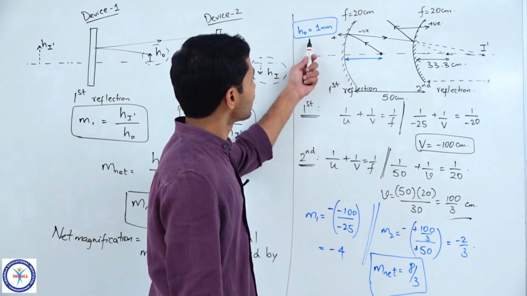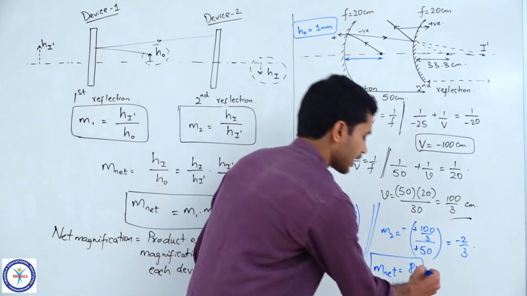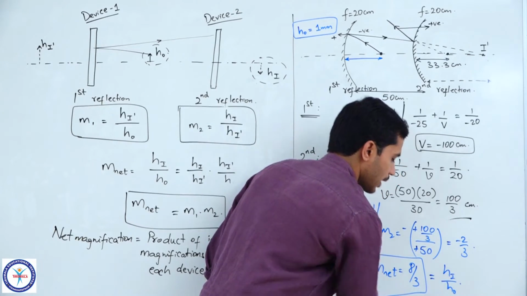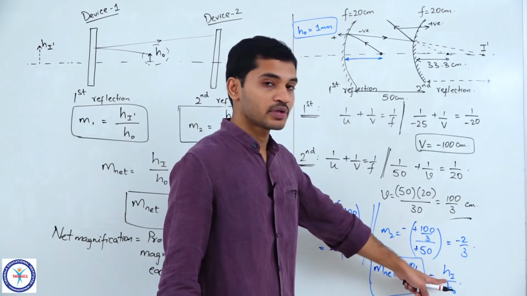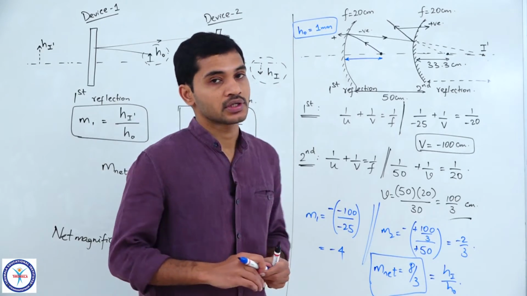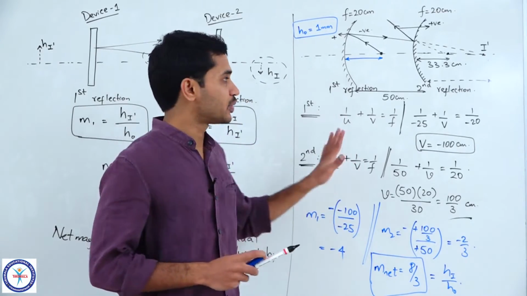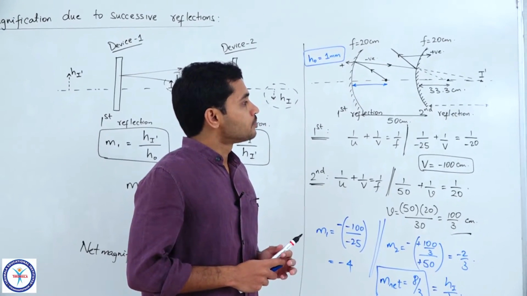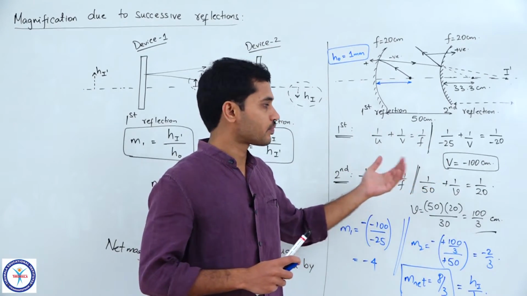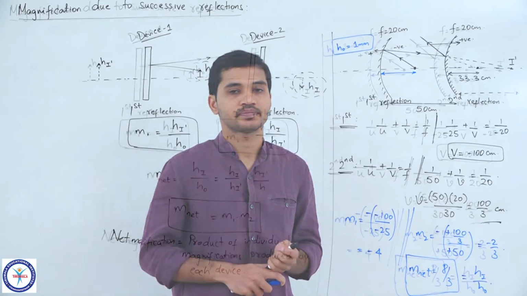I have given you that the object height is 1 millimeter. So if I have to find the final image height, I can equate this with height of image by height of object, and solving this will give me the height of image as 8 by 3 millimeters. That should be the answer for this question. Observe carefully what are all the things which we have covered in this particular example. We have seen how to understand multiple reflections. We have seen how to find the net magnification in successive reflections.